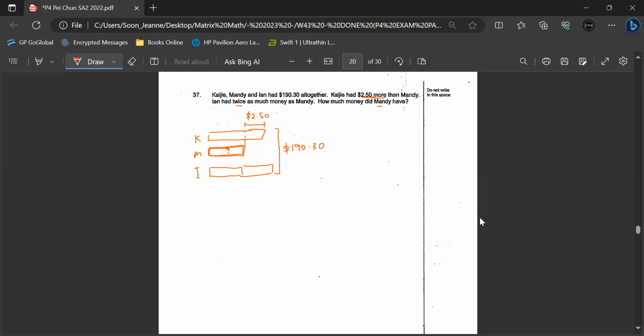If you can see, if Kai Jie doesn't have this $2.50, actually he'll be the same as Mandy. So I take away the difference. 190.30 minus 2.50, you will get $187.80. This will be for 4 units, because if you take this away, it will be 1, 2, 3, 4 equal units. So 4 equal units is $187.80. Remember to look for 1 unit, you divide by 4.